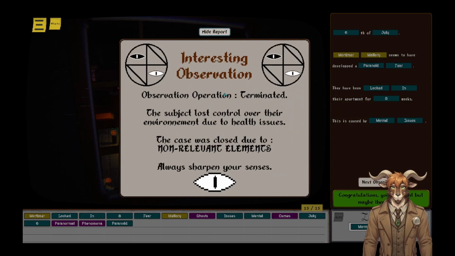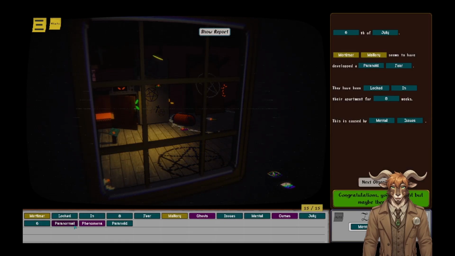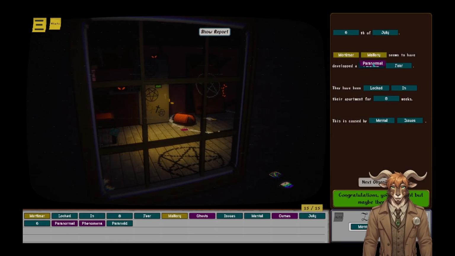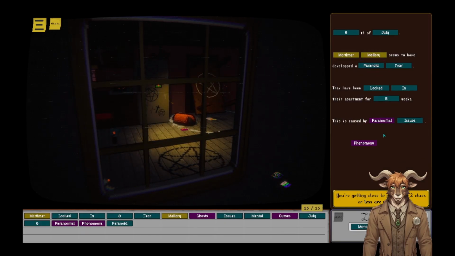There we go. Observation operation terminated. The subject lost control of their environment due to health issues. The case was closed due to non-relevant elements. Always sharpen your senses, but it could be about paranormal phenomena.